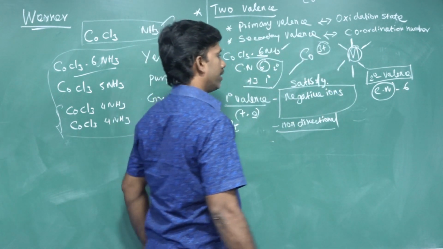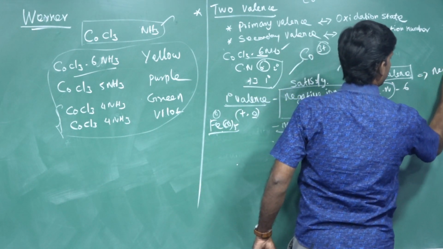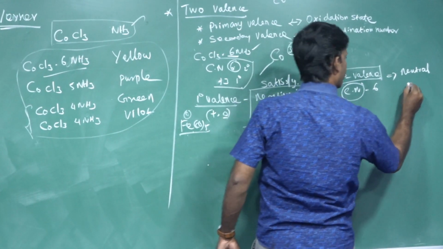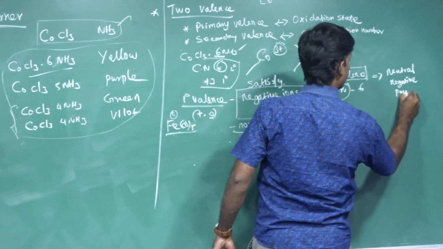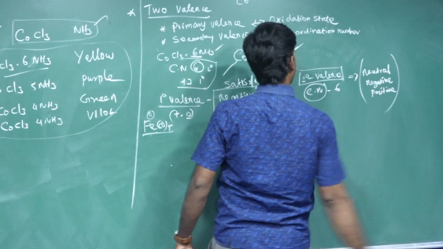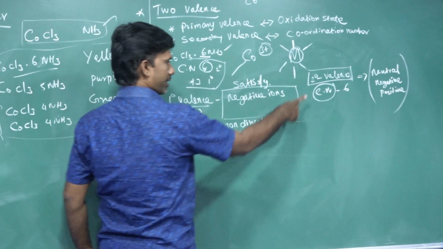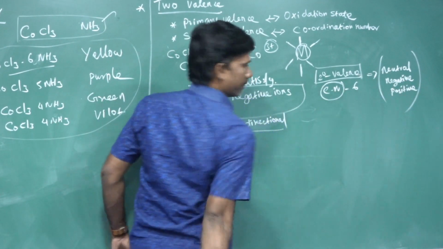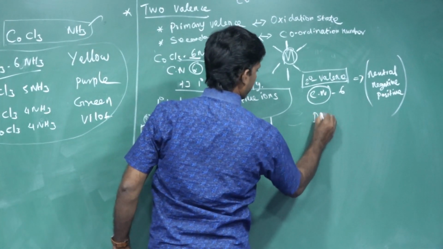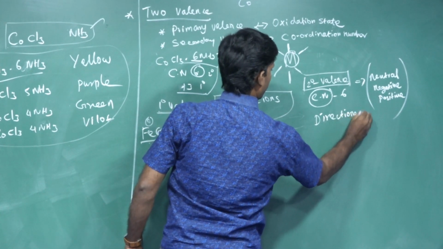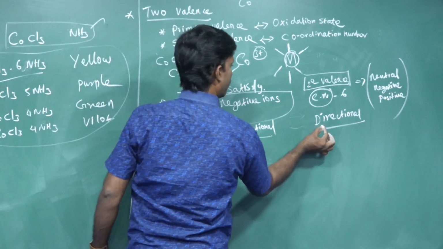Coordination number 6 is always satisfied by neutral molecules or negative or, sometimes, positive ions. So all can satisfy this secondary valency, but the primary valency is satisfied only by the negative ions, whereas the secondary valency can be satisfied by neutral, negative or positive ions. It is directional. Primary valency is non-directional, whereas the secondary valency is a directional one.